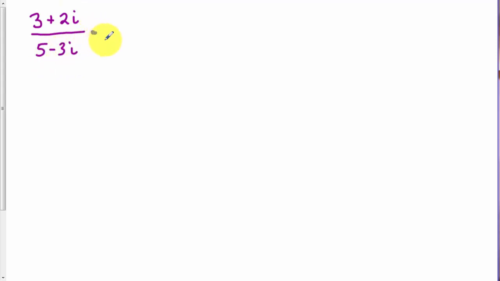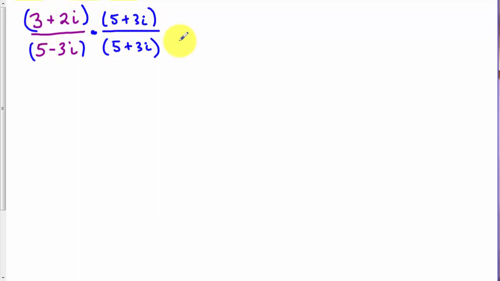And we just learned on conjugates that if I multiply the bottom by its conjugate, we will turn the denominator into a real number. Now, when we're dealing with fractions, if I multiply the denominator by something, I have to multiply the numerator by the exact same number. So we're multiplying by 1. We're not changing the value of our complex number. On the bottom, from what we just saw, we're going to get 5 squared plus 3 squared.